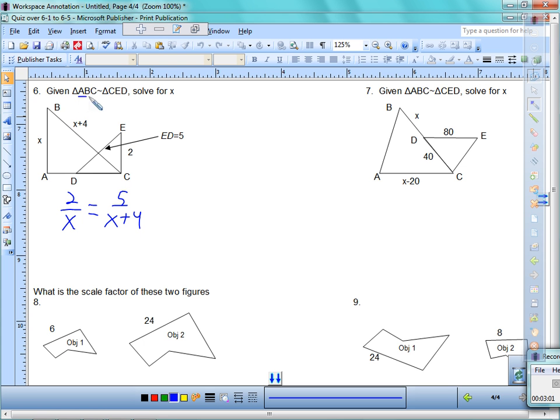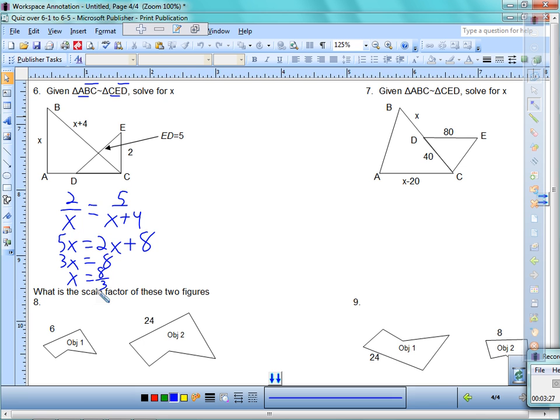We have AB, and we know that that's going to be similar to CE. So AB is x, CE is 2. We also see that BC is similar to ED. BC, x plus 4. ED is 5. At this point, it becomes a simple algebra problem. X is equal to 8/3.